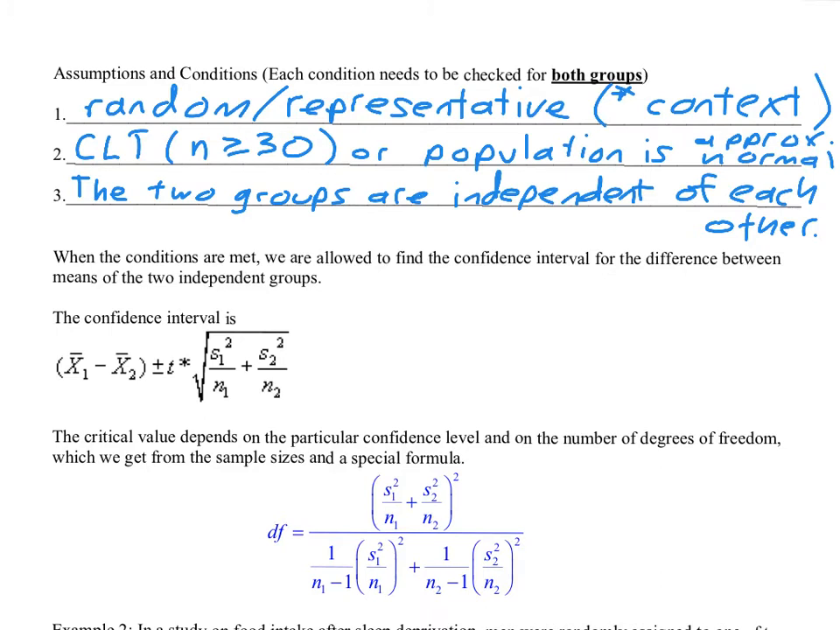So when these conditions are met, we are allowed to find the confidence interval of the differences between the means of 2 independent groups. We're also allowed to conduct a hypothesis test when these conditions are met.